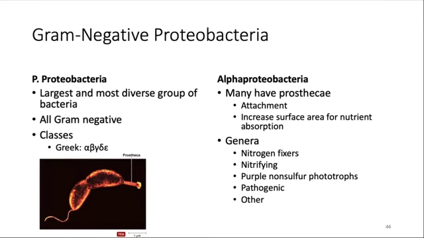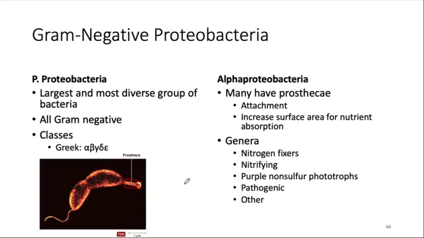So if we look at, first of all, the alpha proteobacteria, in terms of the class, many of them would have this structure called prosthecae, the structure that you see here. And it helps them in attachment. It helps them to increase the surface area for nutrient absorption as well.